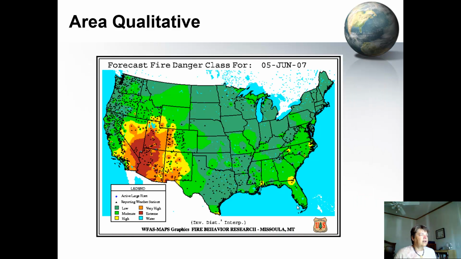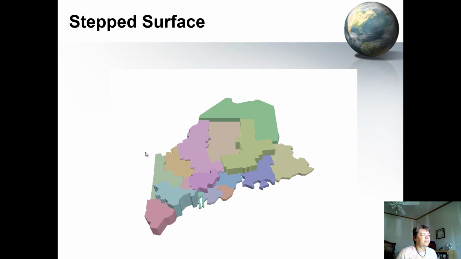All right, here's another area qualitative. This one is based on low to high, but it doesn't have a set of numbers. So low fire danger is green, water's blue. The highest, extreme, is the red. If you've seen a drought map, that's another area qualitative type map.